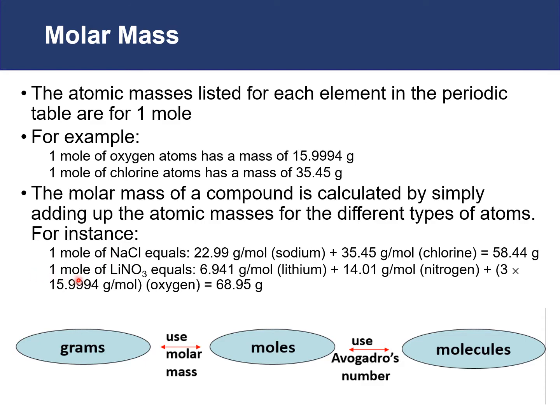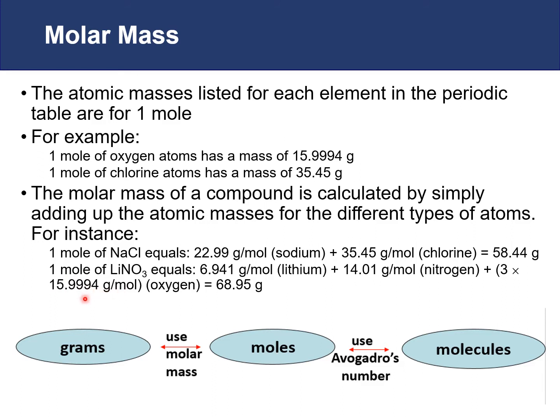To determine the molecular mass of lithium nitrate, LiNO3, we would take 1 mole of lithium, or the molecular weight of lithium, 6.941 grams per mole, add to that the molecular weight of nitrogen, 14.01, and 3 times the value for the molecular weight of oxygen, because there are 3 oxygen atoms. So you would add 3 times 15.9994 grams per mole, giving us a total molecular weight for lithium nitrate of 68.95 grams for 1 mole.